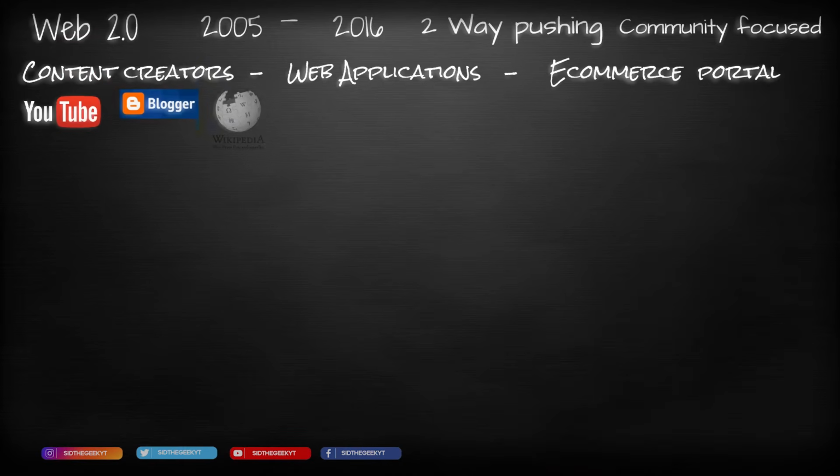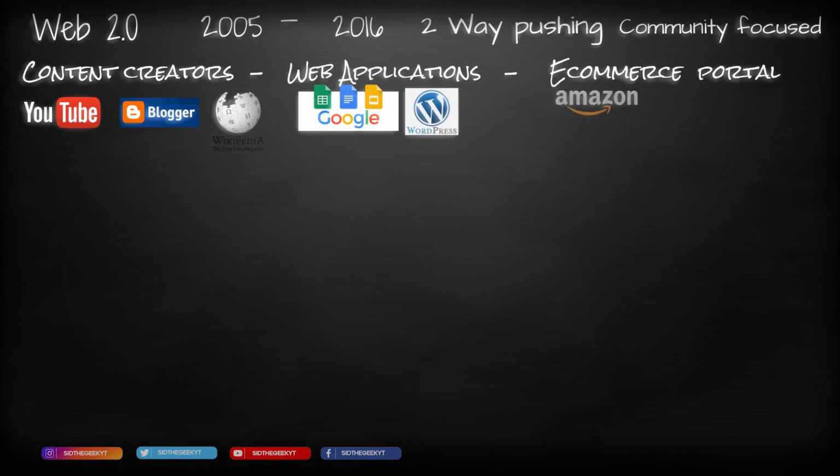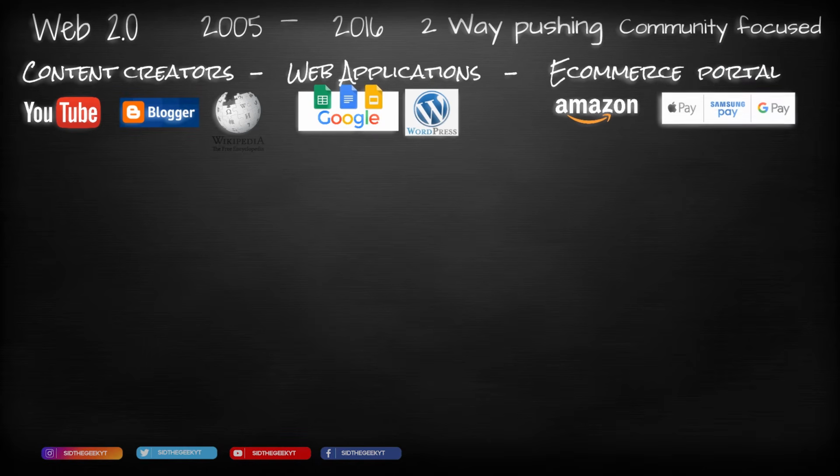YouTube, blogs and wikis are a few examples of what content creators can do. Google Docs, Sheets, Slides, and content management systems are examples of web applications. Then we got e-commerce websites like Amazon, eBay, and payment systems.